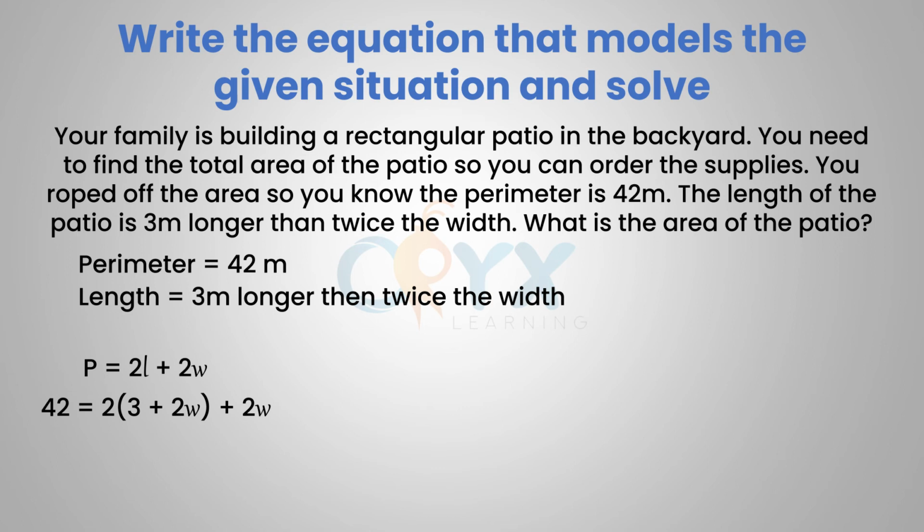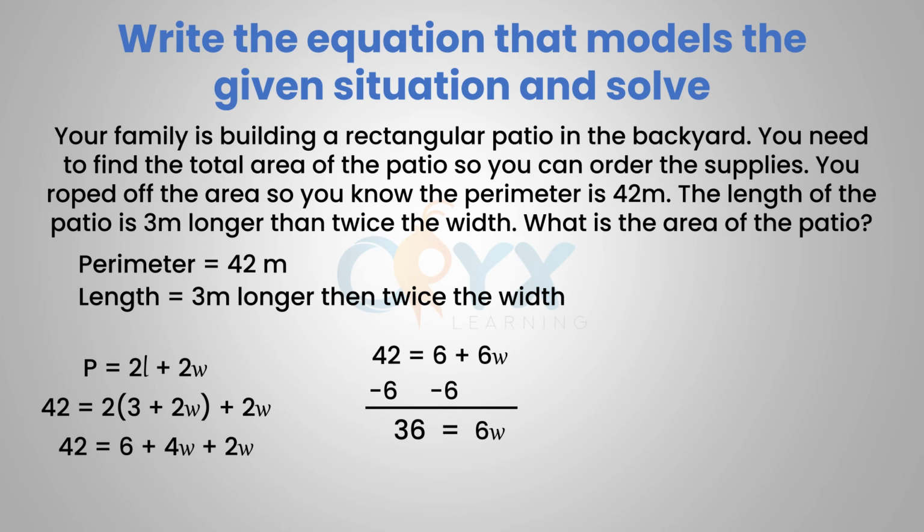Simplifying, distributing the 2, we'll get 42 equals 6 plus 4W plus 2W. We can combine our like terms to get 42 equals 6 plus 6W. The inverse of addition is subtraction, so we'll subtract 6 from both sides of the equation to keep it in balance. 42 minus 6 gives me 36, so 36 equals 6W. The inverse of multiplication is division, so I'll divide both sides of the equation by 6. 36 divided by 6 is 6, so W equals 6.